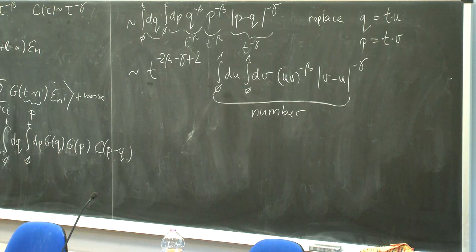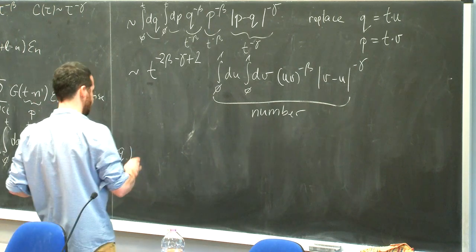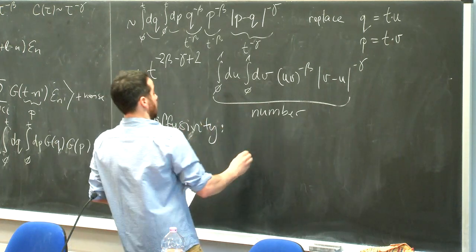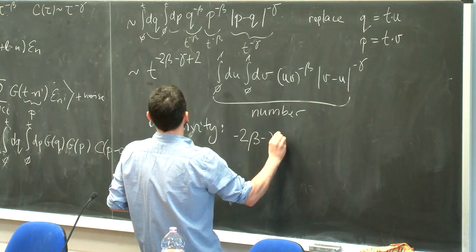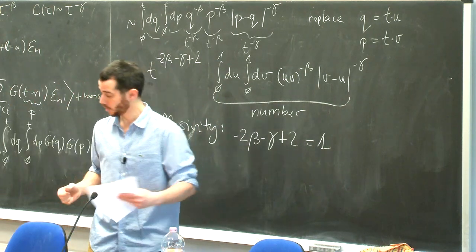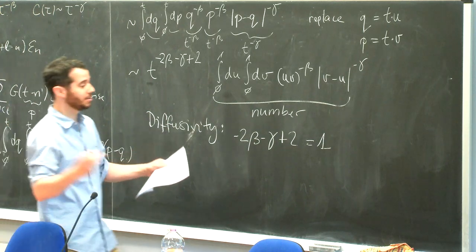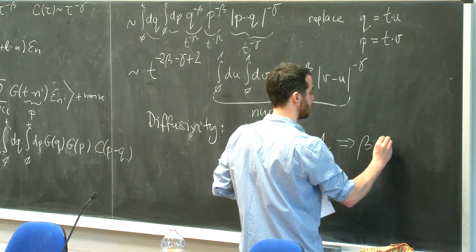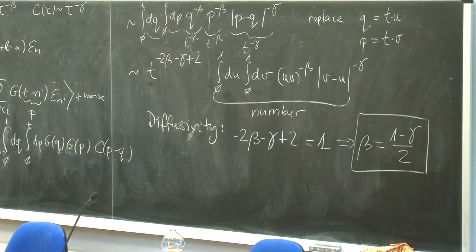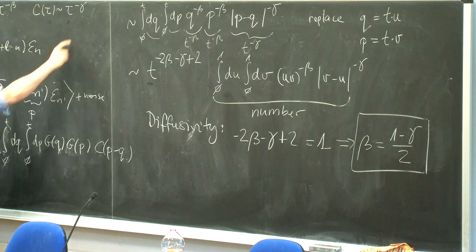And what do we want for things to be diffusive? To have this go as t squared, so in theory to go linear in t. So diffusivity would be ensured if minus 2 beta minus gamma plus 2 is equal to 1. And hopefully the solution of this is beta equals 1 minus gamma over 2. Check it. I can easily have made an error somewhere here, but I hope not. Anyway, if you want diffusivity, we get a condition on the exponent beta depending on the exponent gamma.